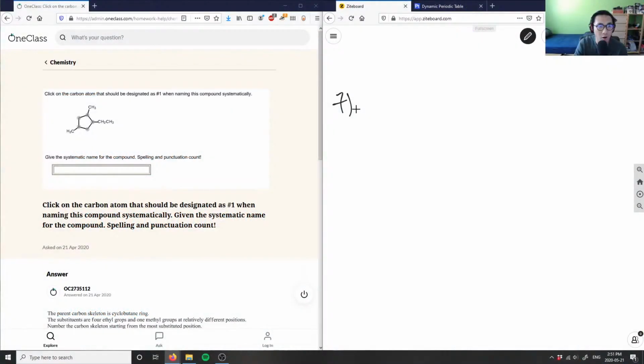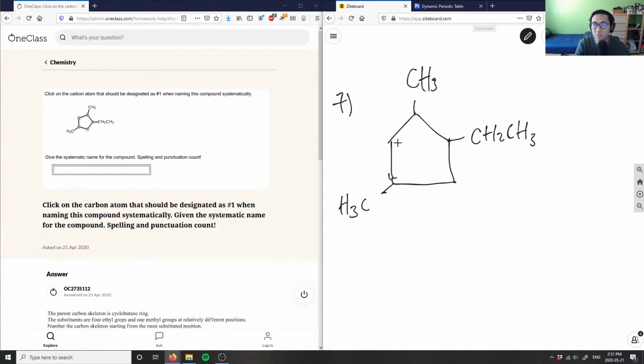Number 7, click on the carbon atom that should be designated as number 1 when naming the compound systematically. So I'm going to draw this out here. Let me draw it out straight here. So I have a pentagon bonded to some CH3 here. It's going to be bonded to CH2, CH3. It's bonded to CH3. And it says which of these 5 carbons will I choose first?